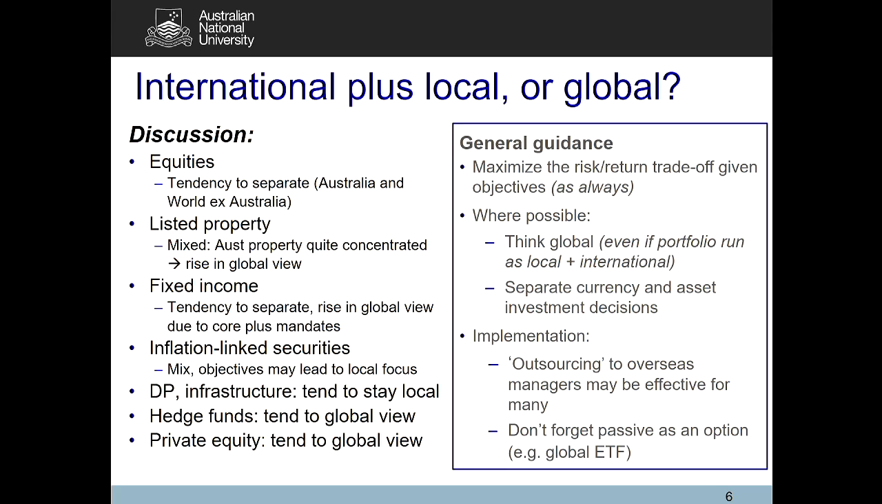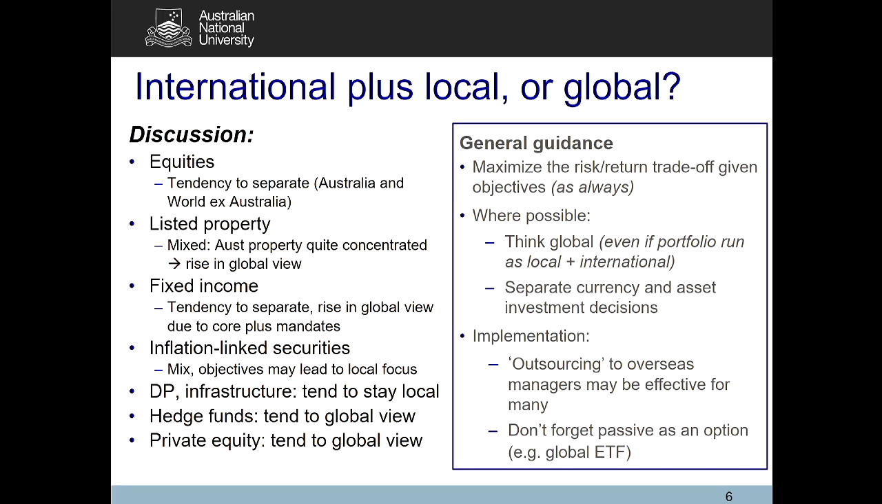Inflation-linked securities, there is a mix, but remember, it comes back to your objectives. If you're investing in inflation-linked bonds because you're worried about the effects of Australian inflation, then this is one of those asset classes where it makes sense to separate it and just focus on local, rather than looking at world excluding Australia as well. So in ILBs, and that's actually what you have in your assignment, you don't have Australian ILBs and world ILBs, you just have Australian inflation-linked bonds.